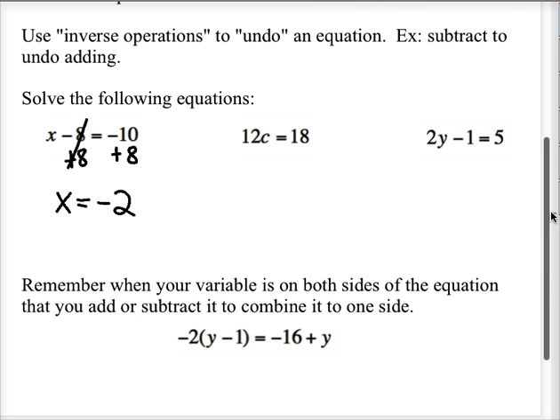12c equals 18. To undo multiplication, you use division. And your calculator is going to tell you that is 0.6 repeating. However, I don't like when you have infinite decimals. I don't like when you leave your answers in that form.